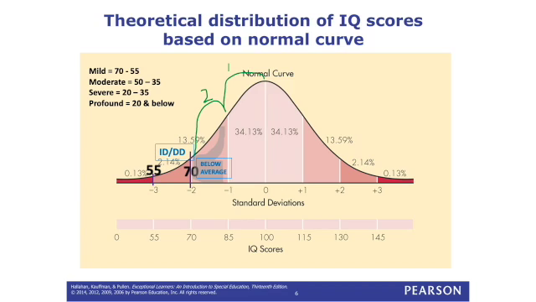If you look at this criteria here, a person with a mild intellectual disability would have an IQ between 70 and 55. If the disability is a moderate level, then the IQ would be between 50 and 35. If the child or person has a severe intellectual disability, the IQ score would be between 20 and 35. And finally, if the intellectual disability is profound, then the IQ score would be 20 or below.